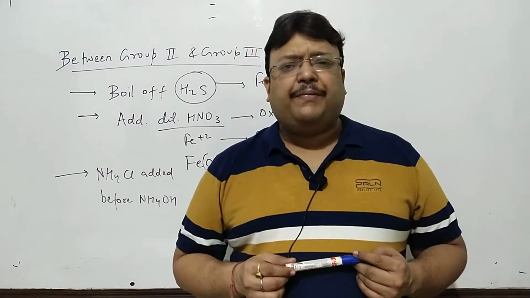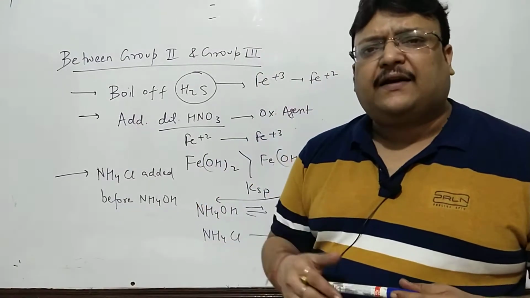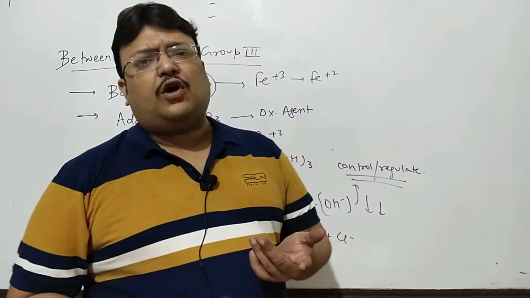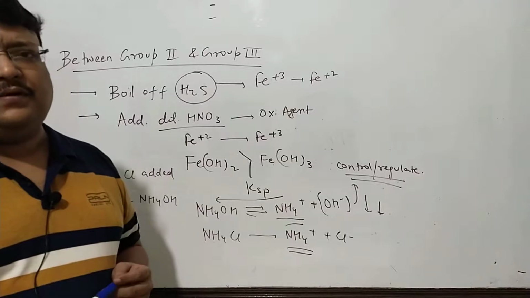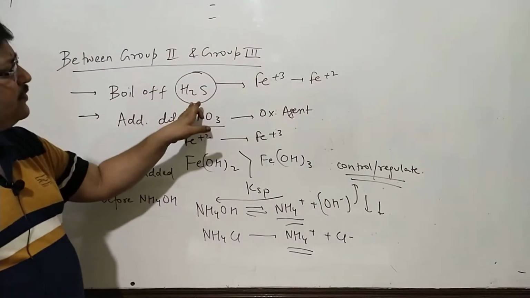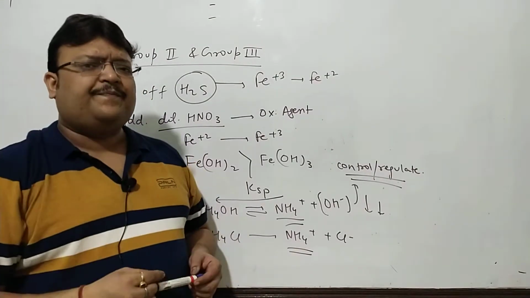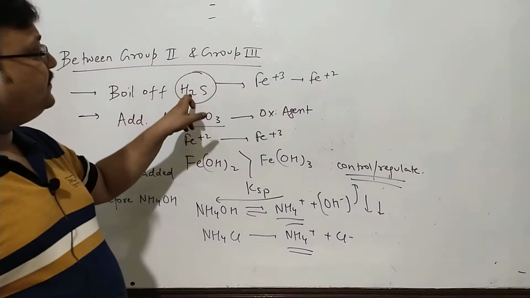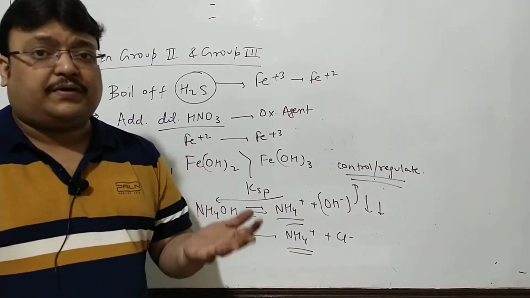Between group 2 and group 3, there are a few practices. One, this is a common practice, boil off H2S. Before moving to a new group, you want to boil off the previous group reagent. So first of all, before going to group 3, you will want to boil off H2S. If there was a positive test for group 2, you will filter it out and do a confirmatory test. Otherwise, with the filtrate, you boil off H2S, which is the previous group reagent.